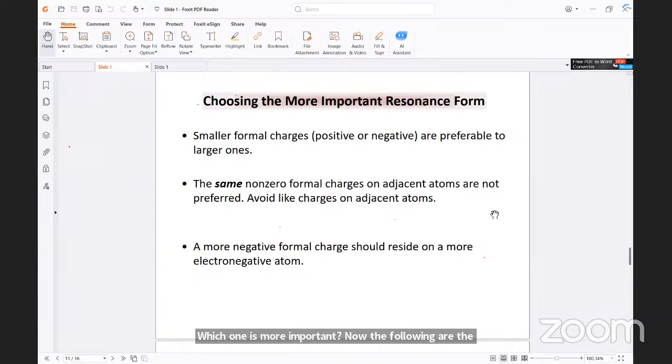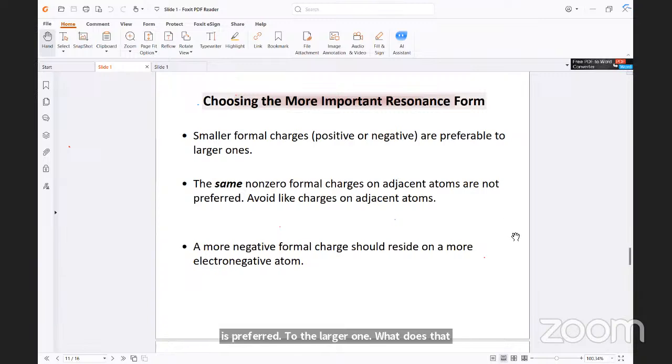When you have 3 structures or 2 structures or whatever number of resonating structures you have, or for a Lewis structure, I mean, you want to find out which of them is the stable and the preferred. Now, the following are the principles. Number 1 is that the smaller formal charge, which is the smaller positive and the smaller negative, is preferred to the larger one.